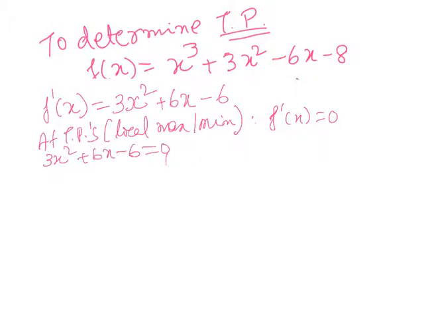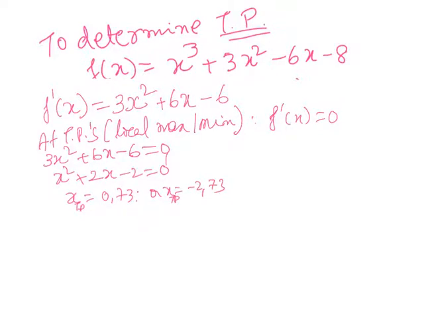I can use my calculator to solve for x using the quadratic formula. So I use my quadratic formula to solve for x. I got two values here. That is x is equal to 0.73 or x is equal to -2.73. I round off to 2 decimal places. Now I substitute these values in the original function. So these are the turning points. I got two turning points here.